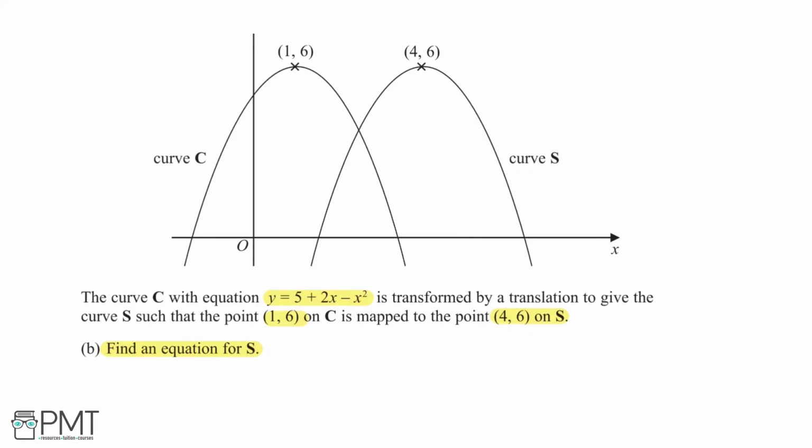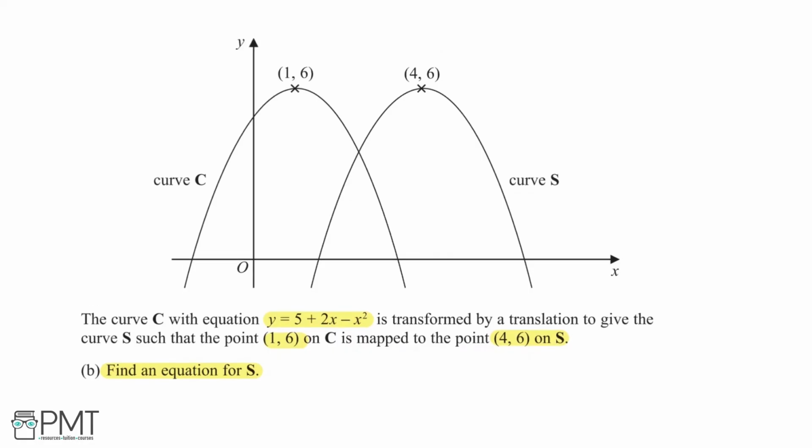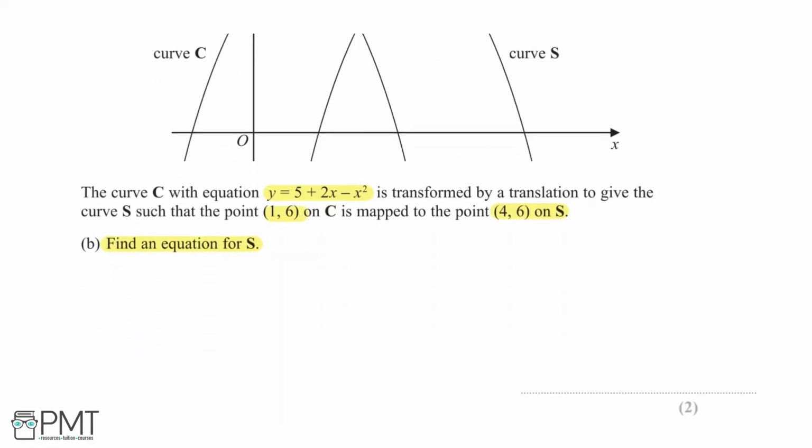So what we're going to do is say that y equals 5 plus 2 times x minus 3 minus x minus 3 all squared. Now we don't actually need to solve it. The mark scheme hasn't asked us to, so we can just leave it like that. And for the 2 marks you get for this, the first mark and our second mark are both for this.